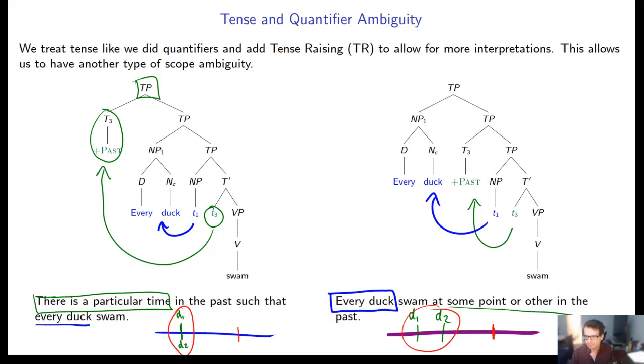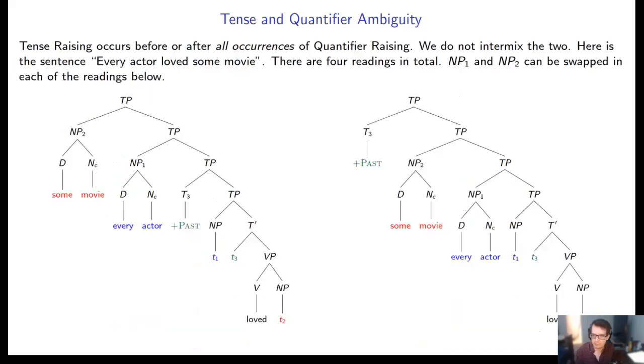So again, I don't want to spend too much time on these. It's just the general concepts and saying like, what could we do at this point? So if we have tense and quantifier ambiguity, you can imagine how complicated this can get if we have 2 quantified noun phrases in our tree. And certainly it can get complicated. So let's take a look at that. Here's the sentence, every actor loved some movie. And I won't show all 4 trees. I'll just show 2 of the 4 trees. But we can get scope ambiguity with quantifiers and tense at the same time.